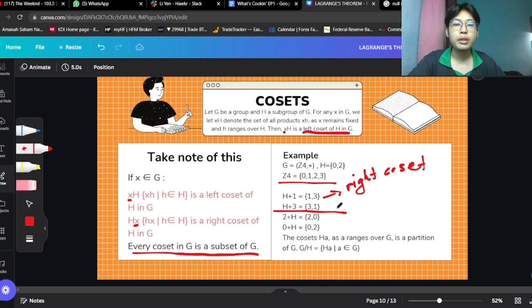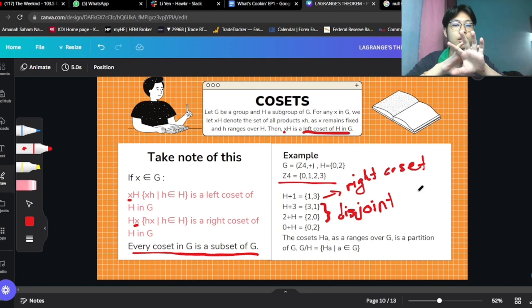There's something I would like to mention here. As previously you learned about equivalence relations, now please take a look here. As you can see, these two have no numbers in common. This is {3, 1} and this is {2, 0}. Typically, we call these disjoint. That means it is a partition, that means they're not together. In the definition of partition, it is separated.